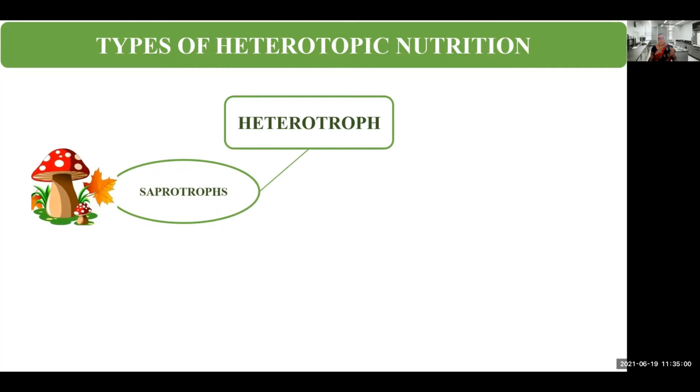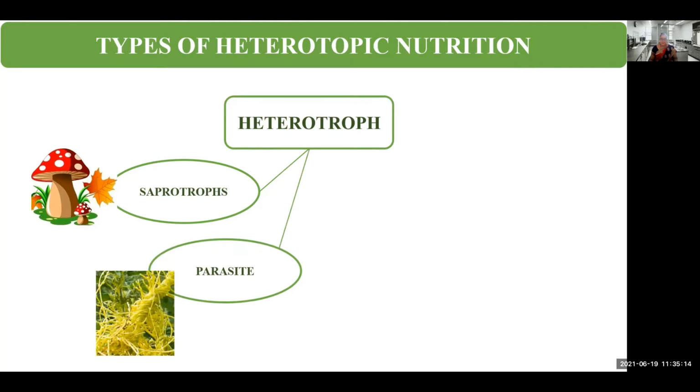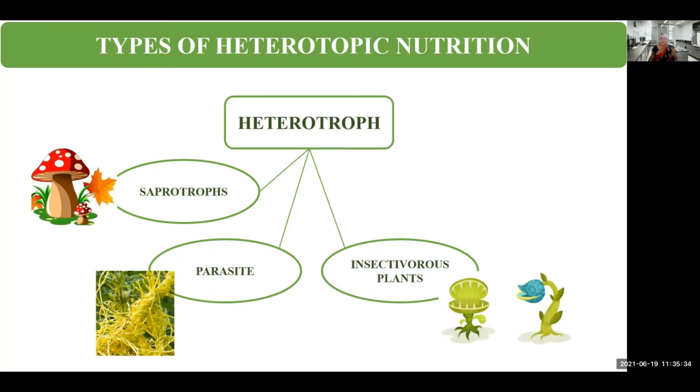First one is saprotrophs. A saprotroph is an organism which depends on dead and decayed matter for its food. So it eats dead matter. An example of a saprotroph is fungi, that is mushroom. And then parasites depend on other living organisms for their food. So parasites are plants which depend on other living organisms for their food. Example, the Cuscuta plant.